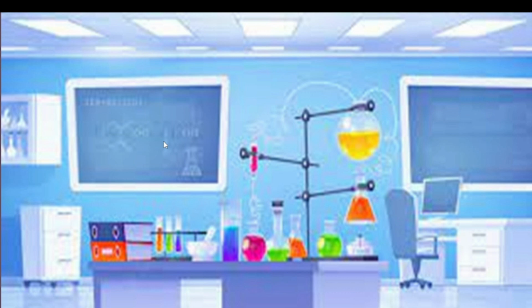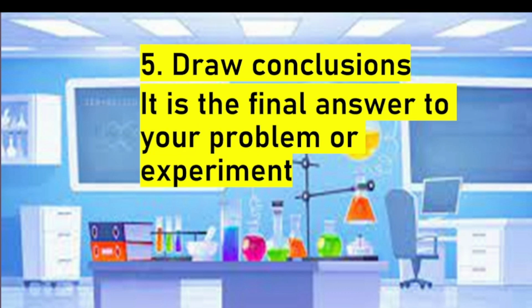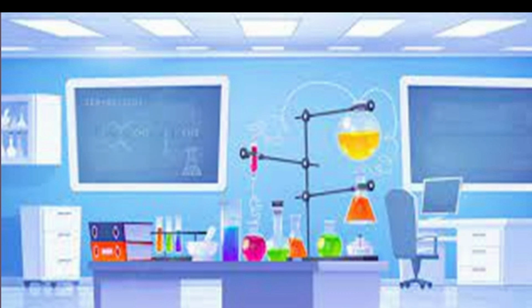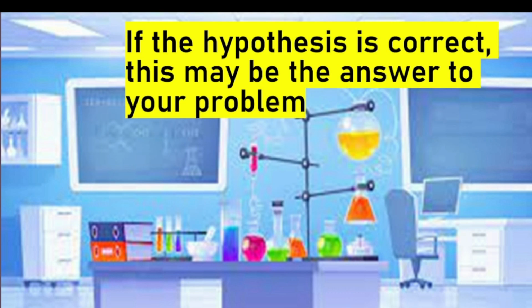The next part of the scientific method is drawing conclusions. It is the final answer to your problem or experiment. The conclusion is the summary of the results gathered in your experiment. This will give you the answer if your hypothesis is correct or not. If the hypothesis is correct, this may be the answer to your problem. If not, you need to repeat the experiment or think of a new approach to improve your procedures. You can also go back to the first step if needed.